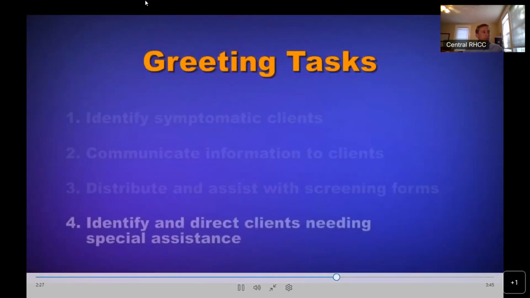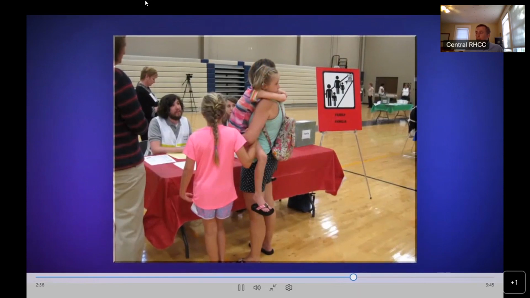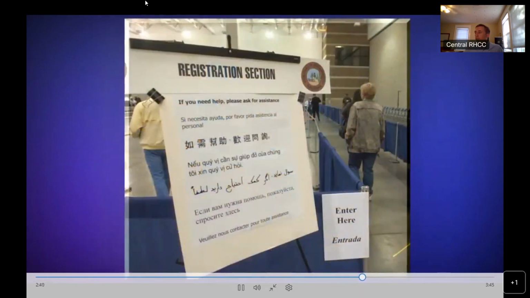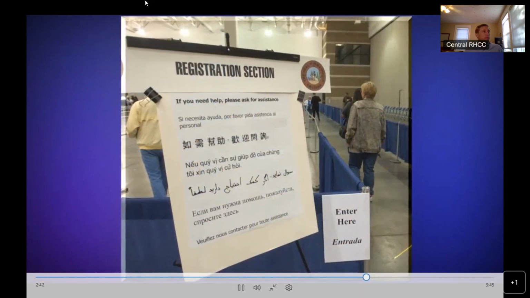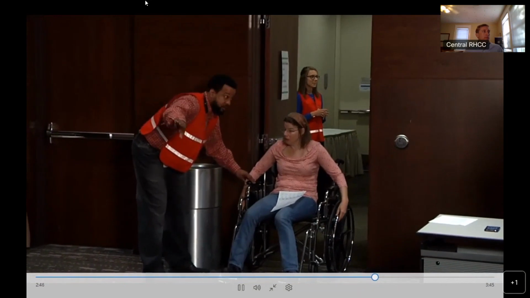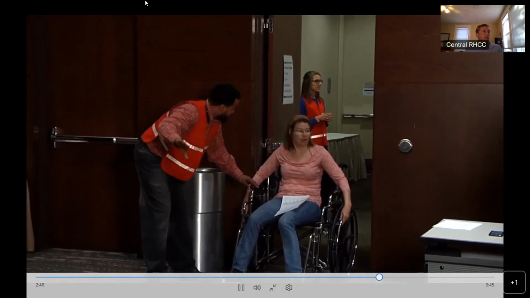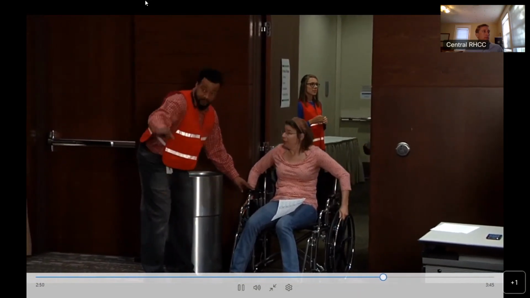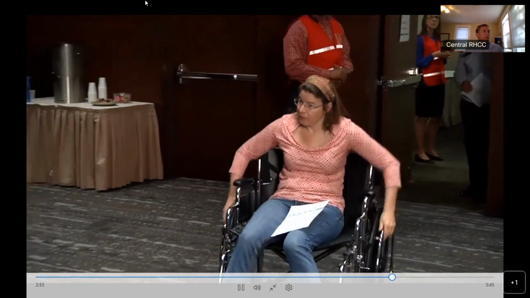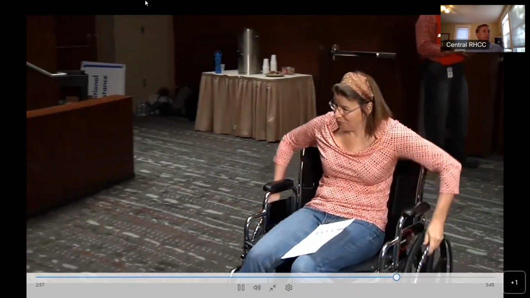Task 4. Lastly, as individuals enter the pod, identify and direct clients who require extra assistance moving through the pod. This could include families with small children, those with physical or cognitive disabilities, non-English speakers, or elderly clients. It's important you direct clients requiring special assistance into the appropriate next line to properly address their needs. Doing this prevents bottlenecks in the express dispensing lanes and doesn't slow down the flow of the pod.